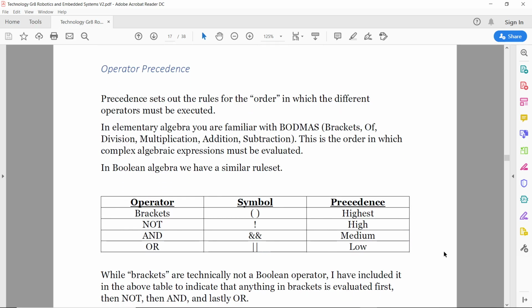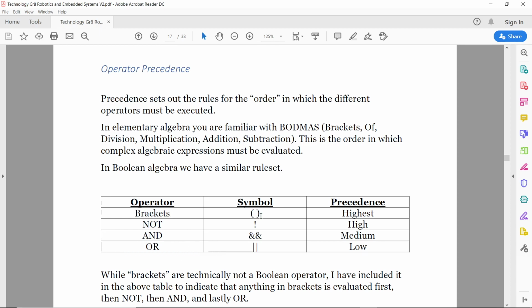Now you will remember in mathematics, you did BODMAS: brackets, order, division, multiplication, addition, subtraction. You will remember BODMAS. That is the order in which you must do things. So if you've got a long equation in maths that's got a whole lot of plus, minus, divides, multiplies, BODMAS tells you the order in which you must do things. Now with Boolean algebra, we have exactly the same thing. You can remember it as BNAO, B-N-A-O. So it's not BODMAS, call it BNAO.